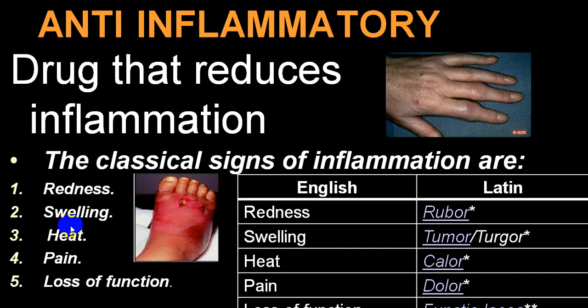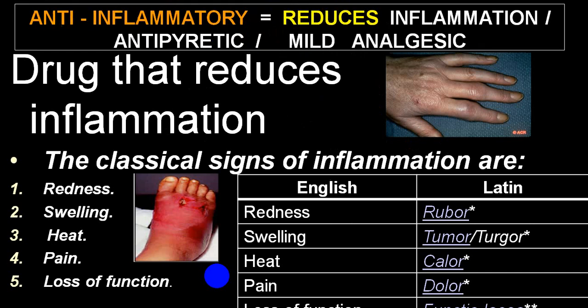It will reduce inflammation, it will reduce all these five things, and by reducing these, it will reduce pain also. So anti-inflammatory will reduce pain by reducing inflammation, and some of the anti-inflammatory also acts at the central level, at the level of thalamus, and it also reduces your fever, body temperature. So some of the anti-inflammatory also acts as antipyretic also.